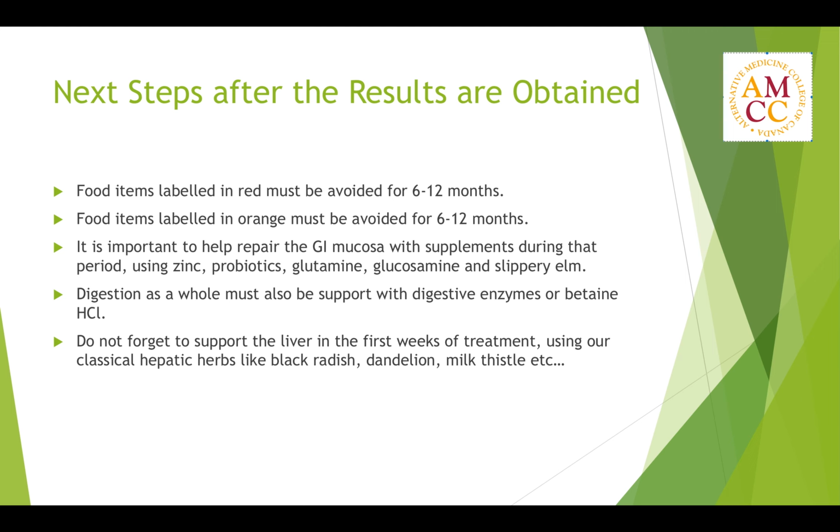Usually during that time of food irritant avoidance, it is a good idea to help repair the GI mucosa with a lot of supplements like zinc, probiotics, glutamine, glucosamine, slippery elm, and I will typically support the digestive system as a whole with digestive enzymes for the small intestine and sometimes hydrochloric acid in the form of betaine HCl if I feel like the stomach really needs a bit of support. Of course, that is contraindicated if a person has ulcers or if they have really bad gastritis.